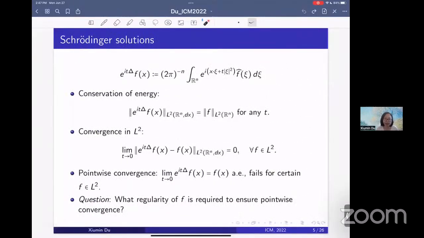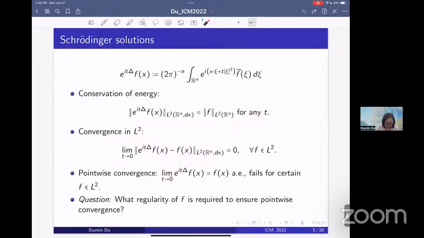Here are some basic properties about the Schrödinger solutions. First, we have conservation of energy. That is, at any fixed time t, the L2 norm of the solution with respect to the x variable stays the same as the L2 norm of the initial data. Also, it's easy to prove convergence in L2. For any initial data f in L2, as t goes to 0, the solution converges to the initial data in L2 norm.